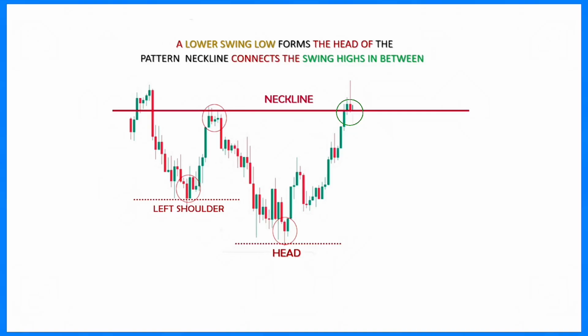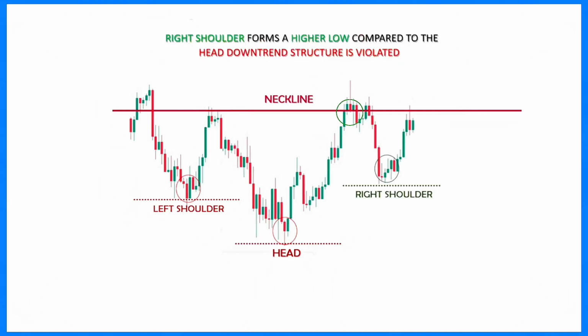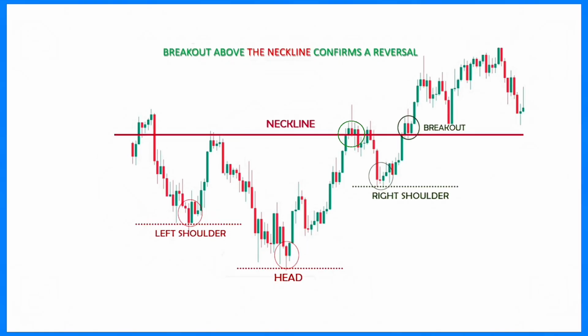Then, when sellers attempt one last push lower, they fail to make a new low, and that forms the right shoulder, indicating that market sentiment is shifting from bearish to bullish. When price breaks above the neckline, the pattern is confirmed, and it often signals the beginning of a potential uptrend.